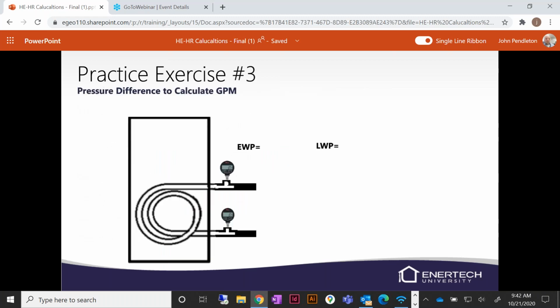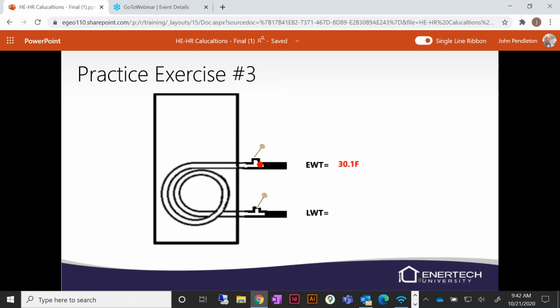We'll go through another one here. Now we've got entering water pressure at 18, leaving at 15. So we got a 3-pound pressure drop. Entering water temperature of 30 and leaving at 26.9. So we're extracting heat, so we're in heating mode.